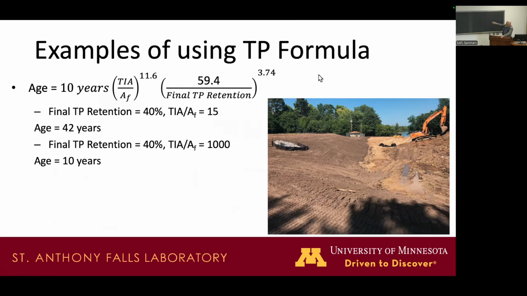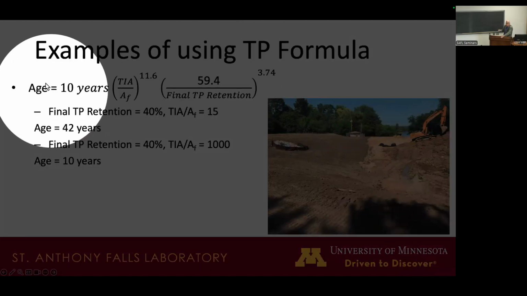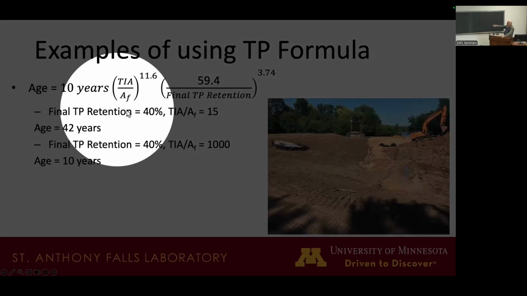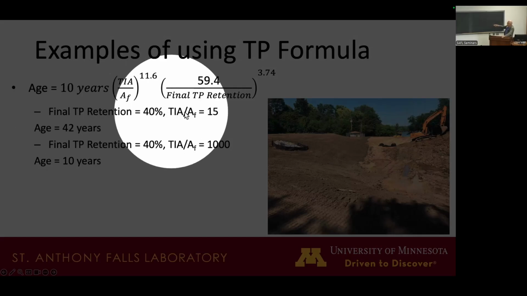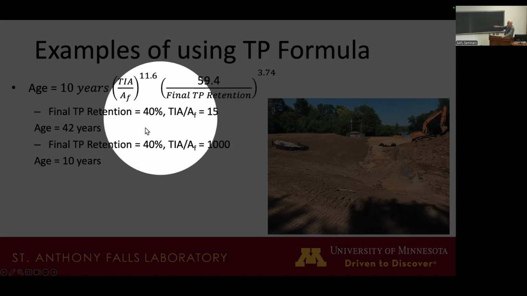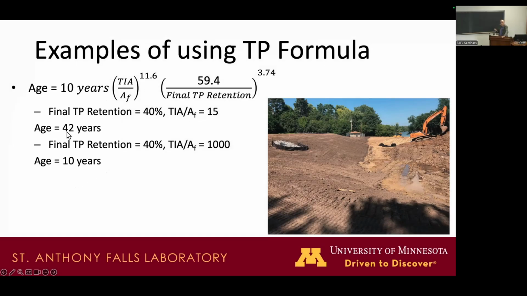Here is the formula turned around so that age is on the left-hand side. If you're developing, building an iron enhanced sand filter, you want to know how long it's going to last? This might help you. You choose your percent retention, your final percent retention. And if you choose, for example, 40%, and you have a total impervious area over filter area of 15, then your age would be 42 years. It would last 42 years. After 42 years, it'd be at 40% total phosphorus retention.